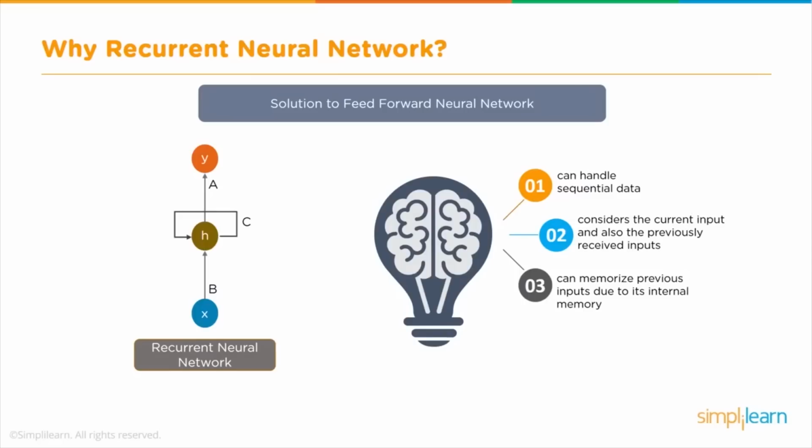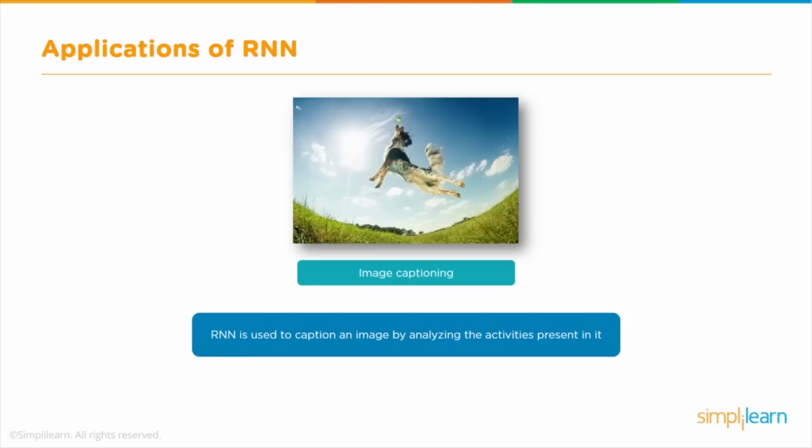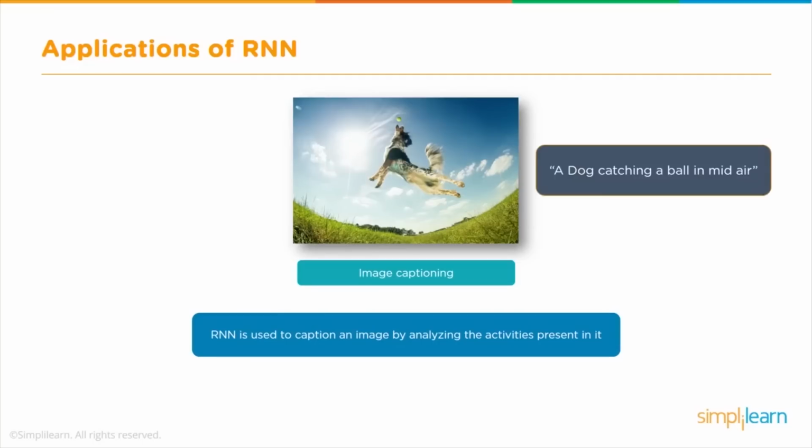And if we're going to look at general drawings and solutions, we should also look at applications of the RNN. Image captioning. RNN is used to caption an image by analyzing the activities present in it. A dog catching a ball in midair. That's very tough. I mean, we have a lot of stuff that analyzes images of a dog and the image of a ball, but it's able to add one more feature in there that's actually catching the ball in midair.